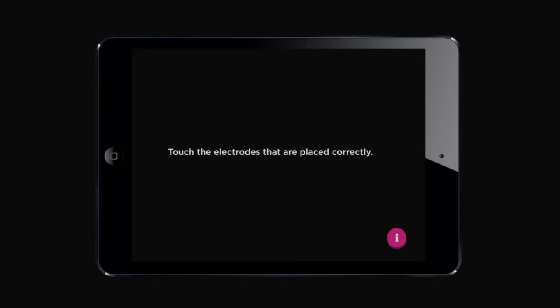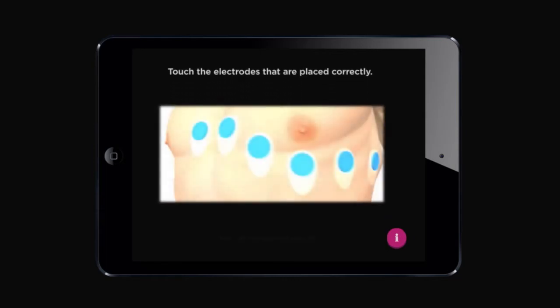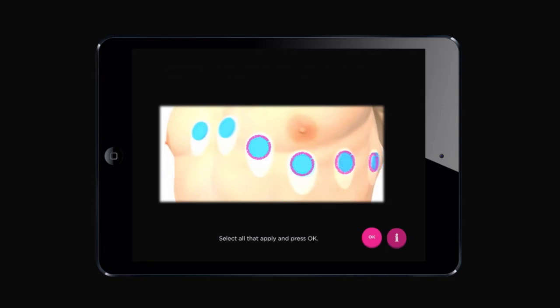12-lead acquisition is also addressed in the assessment. Here, we ask participants to evaluate the image and decide if they agree with the placement of the chest electrodes. We include questions about limb electrodes as well.